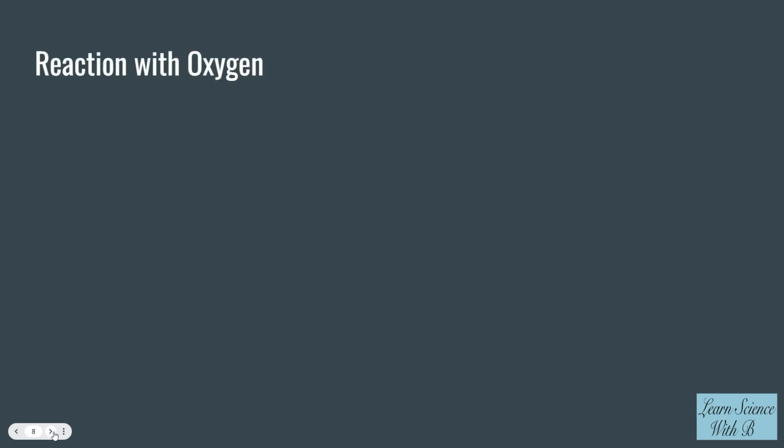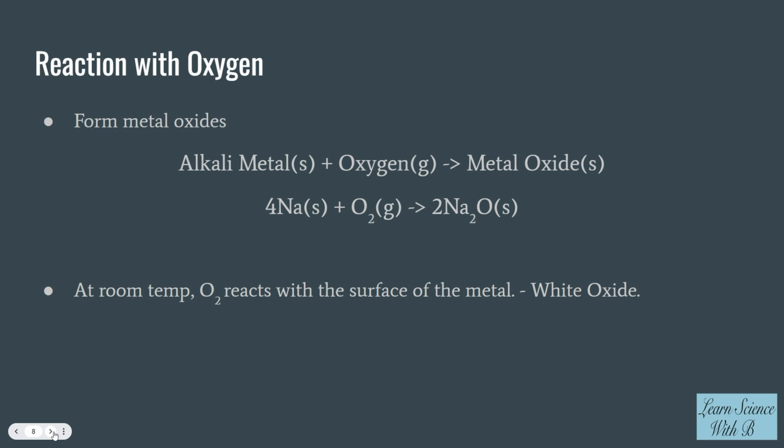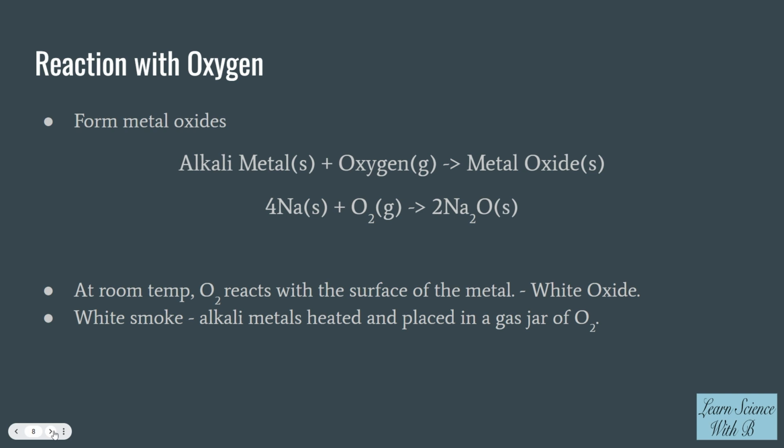Reaction with oxygen. Alkali metals react with oxygen to form metal oxides. Here is the word equation. Let's look at an example. Sodium reacts with oxygen, which produces sodium oxide. At room temperature, oxygen reacts with the surface of the metal, which forms a white oxide. The white oxide covers the surface, but the metal below the surface does not react.